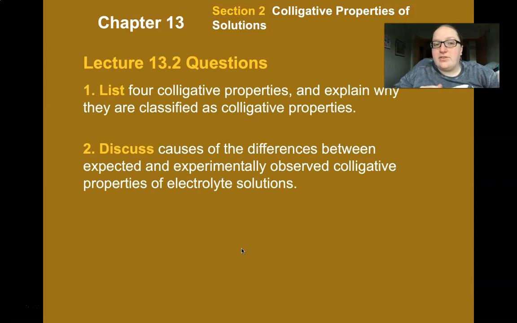That brings us to our very last part of this lecture where you answer the questions. So you're going to go through and tell me what the 4 colligative properties are and why they're classified as colligative properties. Remember the definition of a colligative property, that should help you. The second question has you discuss the differences between expected and experimentally observed properties of electrolyte solutions. So just, why do we expect one thing, but when we experiment we find something else happens. And that is all.